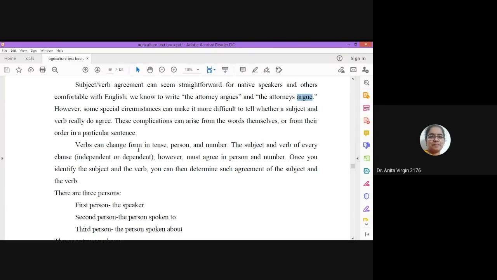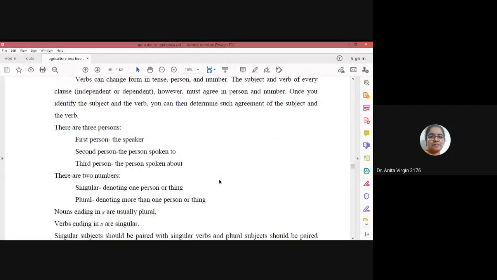If you have a different tense, the verb will change. Person for person, the verb will change. And for number also, the verb will change. So according to the tense, according to person and according to number, this verb will be changing its form. So it has to agree in person and number. Let me just open a PPT for you.